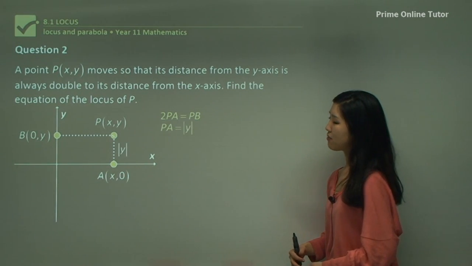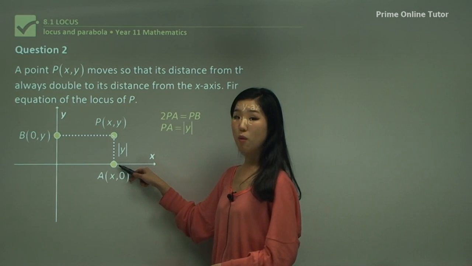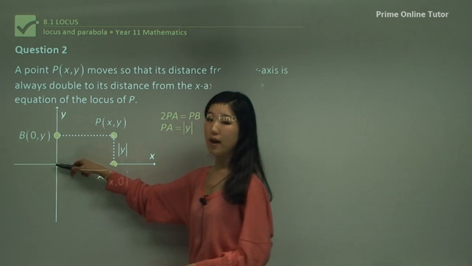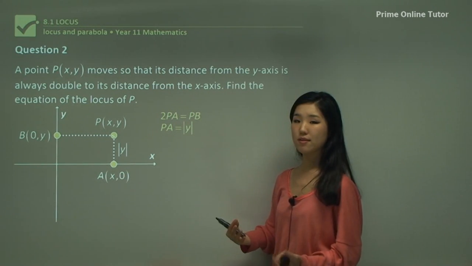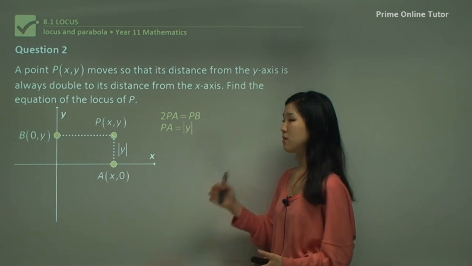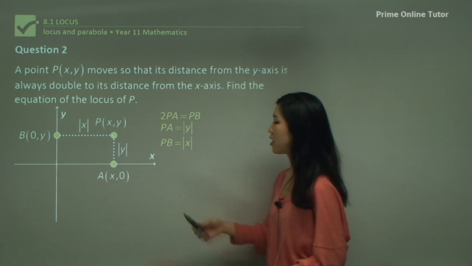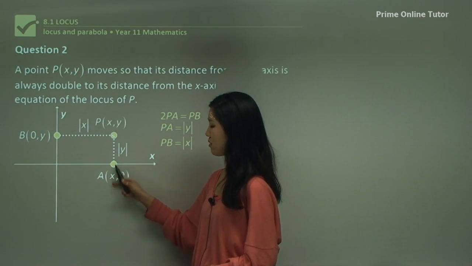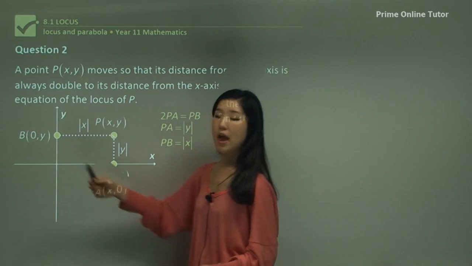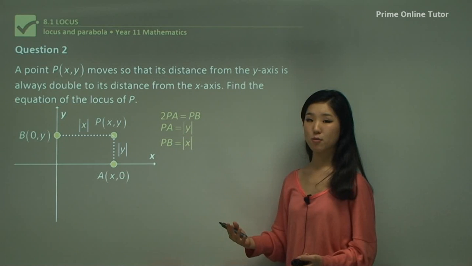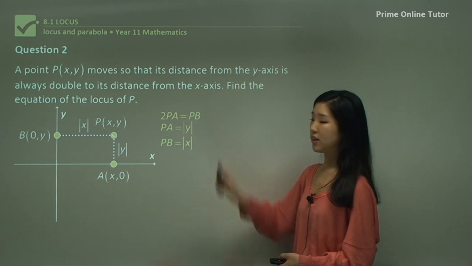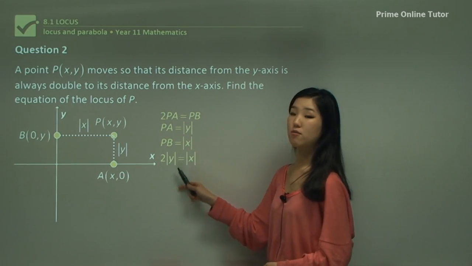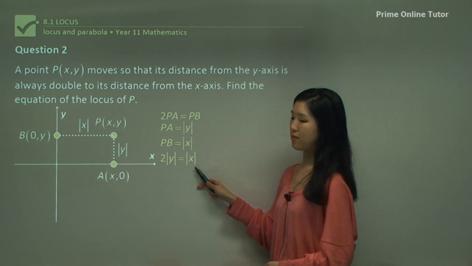Now I'm going to find PA. PA is going to be the absolute value of y because the y coordinate of this point is y. So this distance is y, and we represent distance as the absolute value of y since distance must be positive. Now, PB is going to be the absolute value of x since this distance here is x, because the x coordinate of this point is x. So therefore I'm simply going to apply my condition just like this. 2 times PA, so 2 absolute value of y equals PB, which is absolute value of x.